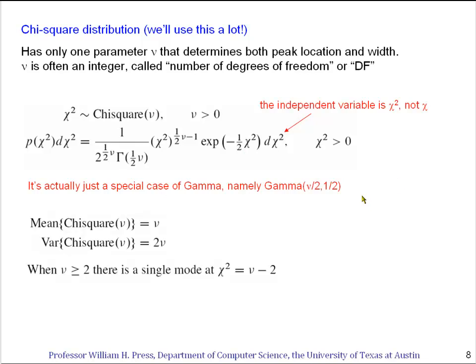The chi-square distribution in general has a mean and a variance. The mean is given by nu, and the variance is given by 2 nu. When nu is greater than 2, this function has a single mode or peak, and that's located at a value nu minus 2. So notice there's a slight difference here. The mean is at nu, but the mode is at nu minus 2. And those continue to differ only by 2, even if nu becomes a large number, so that the fractional difference becomes very small.